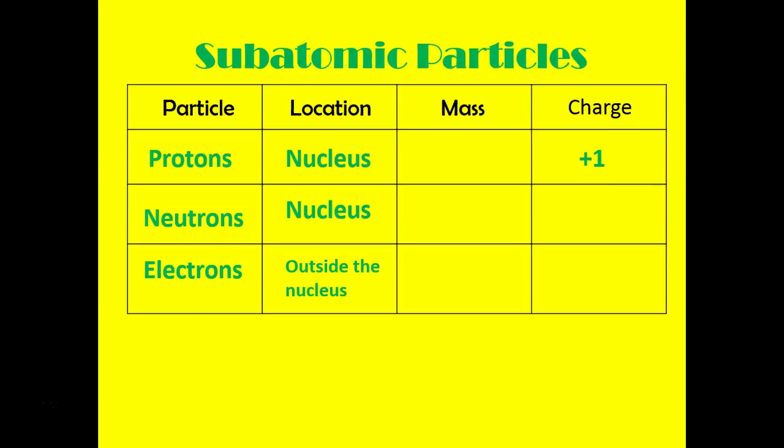The charge, by definition, we say that protons have a positive 1 charge, neutrons don't have a charge, they're neutral, and electrons are negative 1. And so when we're comparing charges, you have to remember that protons are positive and electrons are negative.